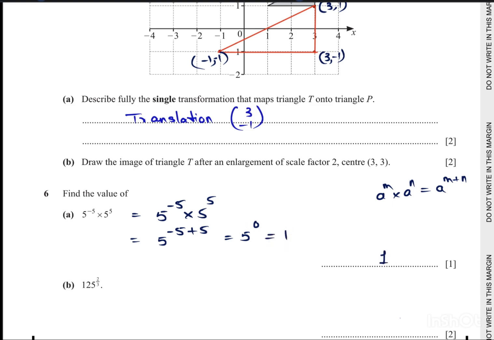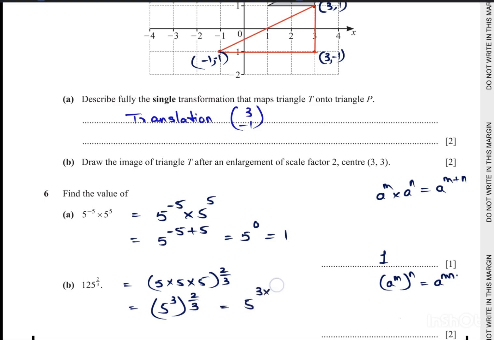Question number B, 125 raised to 2 by 3. Now 125 can be written as 5 into 5 into 5, 5 cube. So (5 cube) whole raised to 2 by 3. Using the indices rule, (a^m) whole raised to n is equal to a raised to m into n. So you have to do the same here. 5 raised to 3 into 2 by 3. 3 gets cancelled, you get 5 square. That is 25 as the answer.